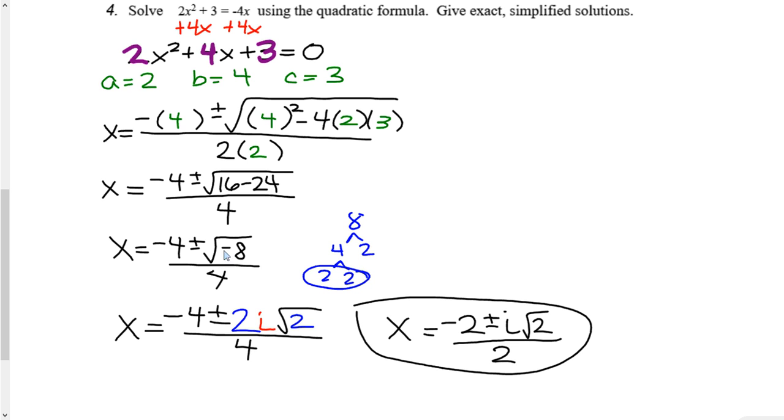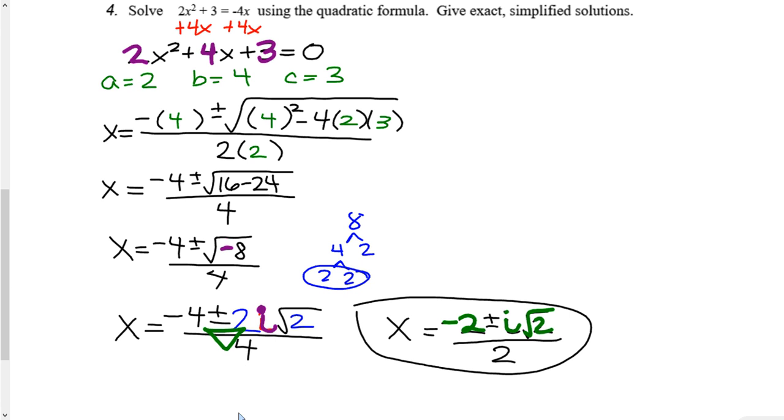I need to simplify. Since I have a negative underneath the square root, that can come out and become an i, and my 8 simplifies to 2 square root of 2. The final step is to recognize that all three parts, the negative 4, the 2i square root of 2, and the 4, are all divisible by 2. So if I divide 2 out of the negative 4, it becomes negative 2. If I divide the 2 out of the 2i square root of 2, it's just gone, and I'm left with my i square root of 2.